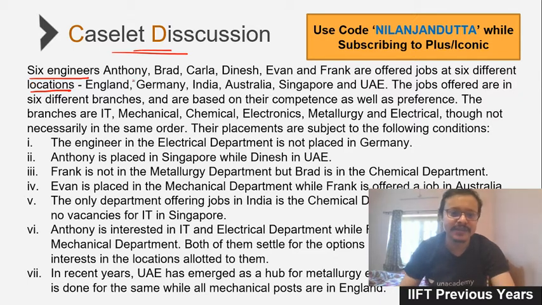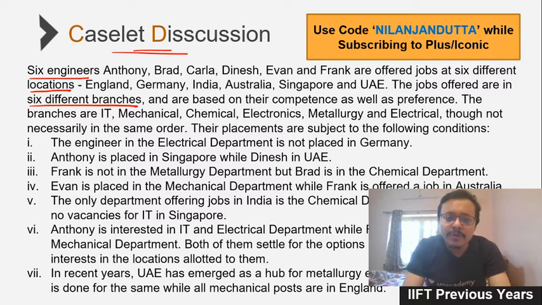Along with that, it says all of them are from 6 different branches as well, out of IT, mechanical, chemical, electronics, metallurgy and electrical. So 6 engineers, they've got jobs in 6 different locations and they are from 6 different branches. So there are 3 parameters involved in this set. Now what you need to do is get a mapping done of these 3 parameters. The question is, how do you do that?